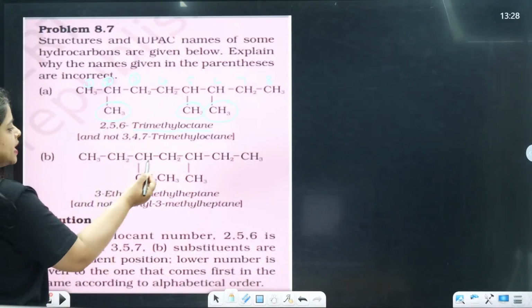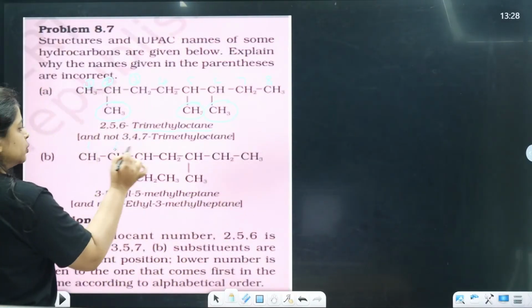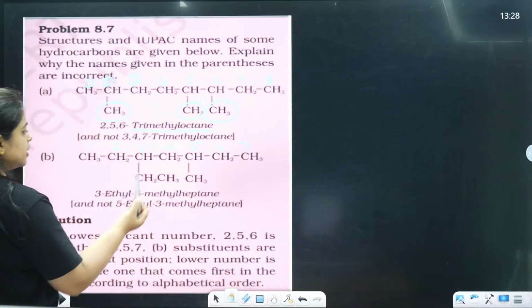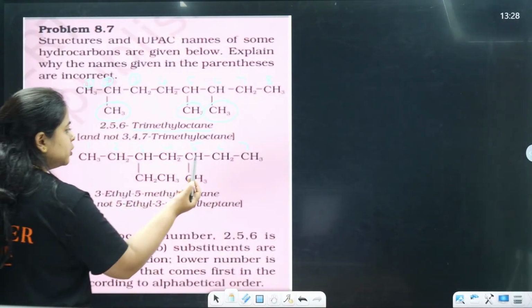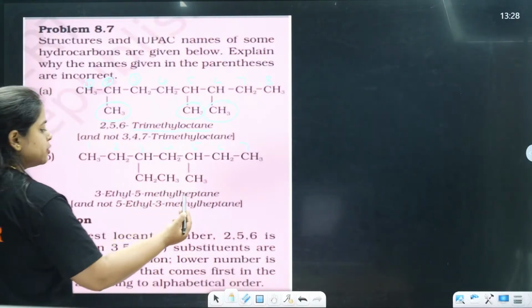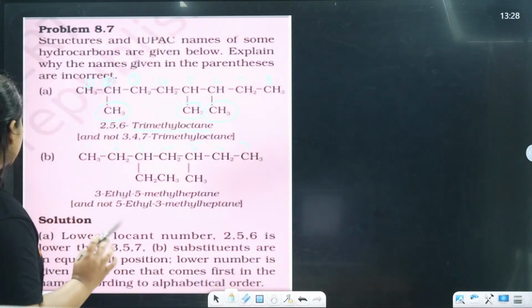CH3, CH2, CH, CH2, CH, CH2, CH3. Okay. Here 1, 2, 3, 4, 5, 6, 7. Okay. Third one attached ಇದೆ. 3 ethyl. So ಮತ್ತೆ ಇನ್ನೊಂದು attached ಇರೋದು fifth ಗೆ. Fifth ಗೆ ಬರೆದ್ವಿ 5 methyl. Done. Then it is going to be what? Pentane. This is how you people need to mention the things.